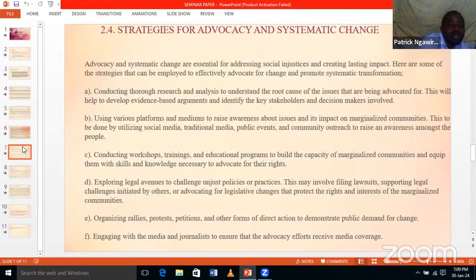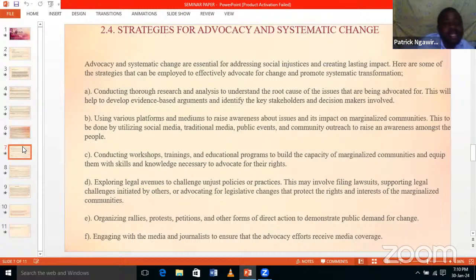So those who are dealing with advocacy for systematic change need to follow strategies, or they need to conduct thorough research and analyze the situation before they advocate for it. So this will help to develop evidence-based arguments and identify the key stakeholders and decision makers involved.